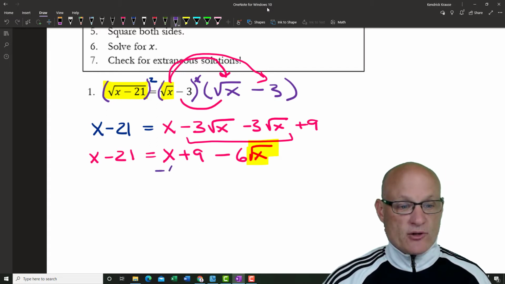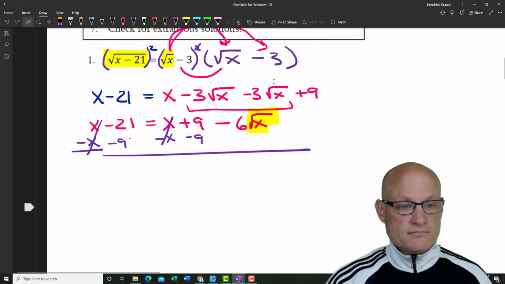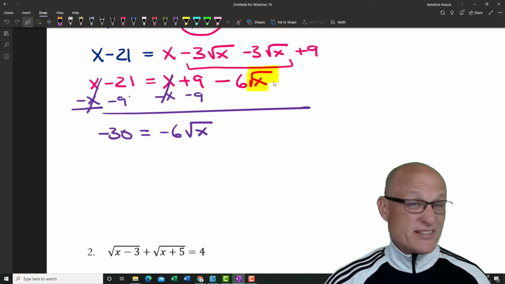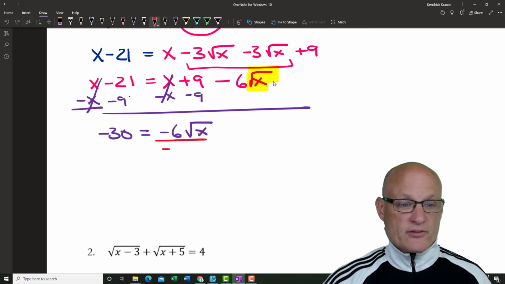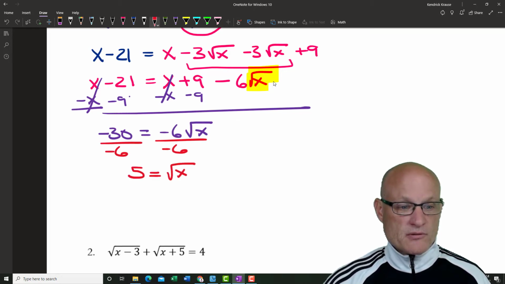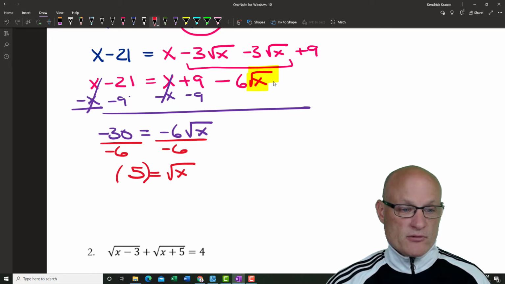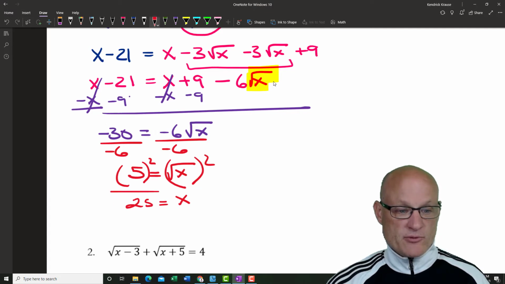So we're going to subtract the x over, and those go. That's nice. We're going to subtract the 9 over, and I get negative 30 equals negative 6 square roots of x. Well, we still need to isolate that radical, so now I'm going to divide by negative 6. And I get the square root of x equals 5. All right, we're in good shape. Now that you have a radical all by itself, we square both sides, and I get x equals 25. So in this case, we only have one solution.